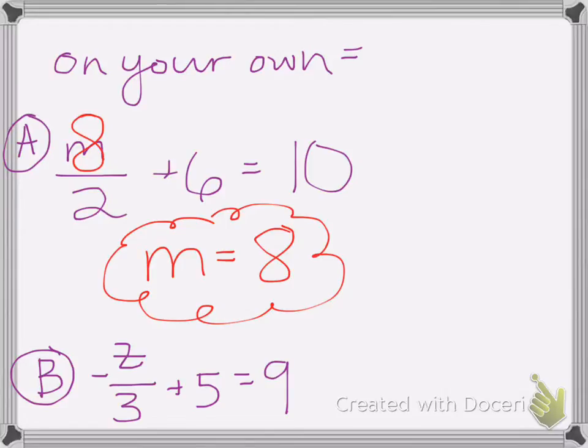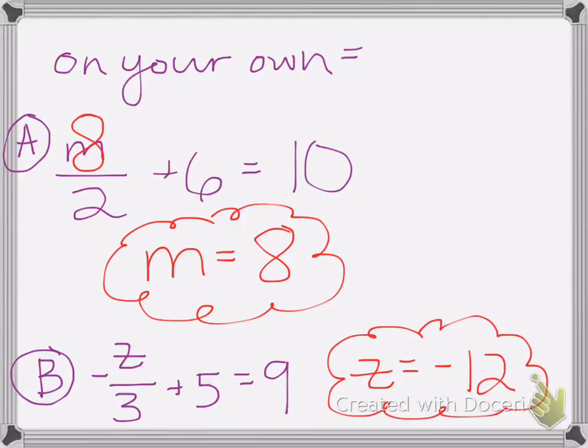Okay, class, your answer should have been z equals negative 12. Did you get it? Because if you put in, let's say, negative 12 here, those cancel out, so it's going to be a positive because you have a negative 12 over 3, which would be a positive 4. 4 plus 5 equals 9.